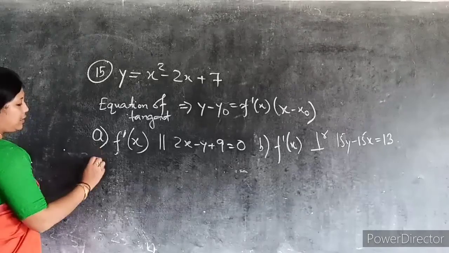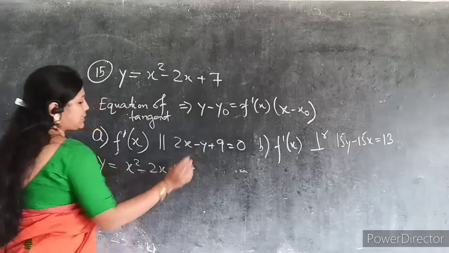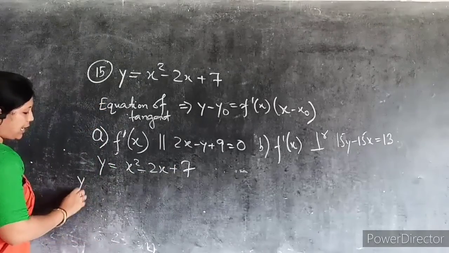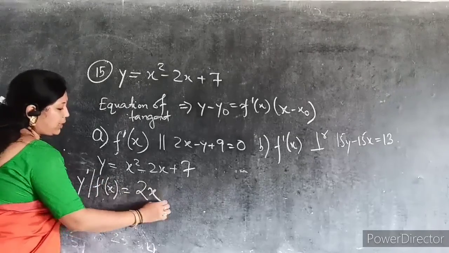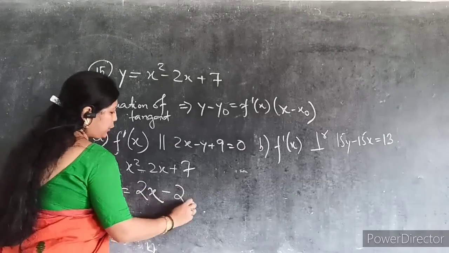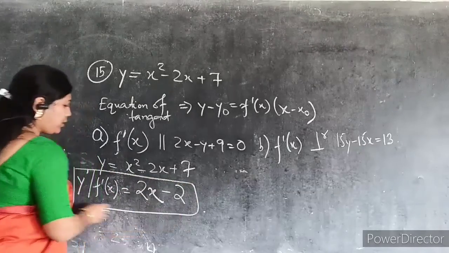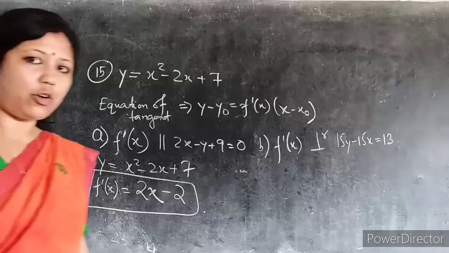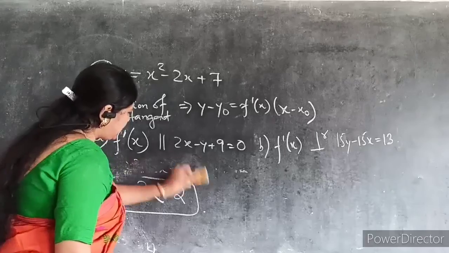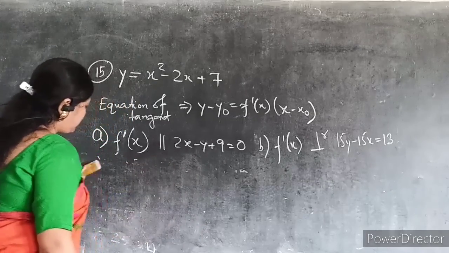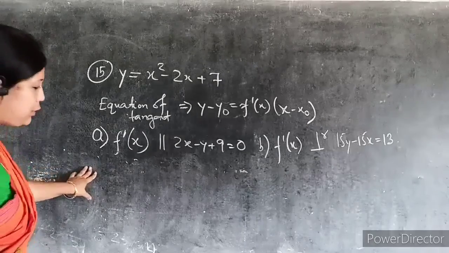So let us find, our y is given x square minus 2x plus 7. That means I can write either y dash or I can write f dash x. That is the first derivative, which will be given by 2x minus 2. Okay, so this is the slope of the curve that we have got, the value 2x minus 2. Now here it is given that the slope is parallel to this.